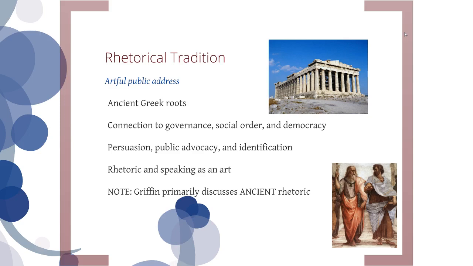But the rhetorical tradition is really understood as artful public address in the way that it's put together via Griffin here. There's a lot more to that, and we'll talk about that later in the semester. But for now, you can know that the rhetorical tradition is based really out of the humanities. And so it doesn't have that strong social scientific understanding that instead really has its historical roots in ancient Greek culture and elsewhere, and is connected to things like deliberation and democracy and social order and governance.